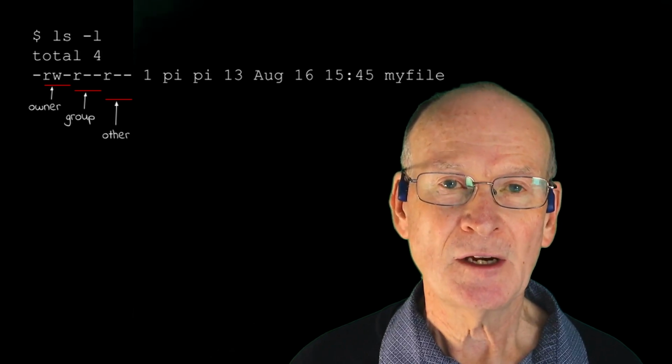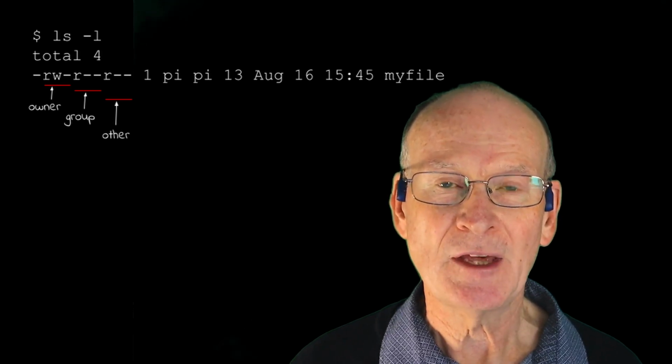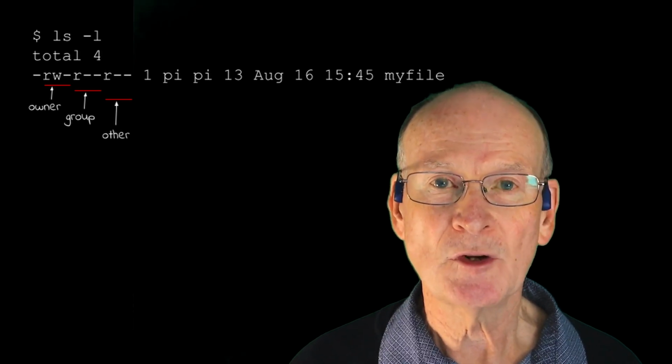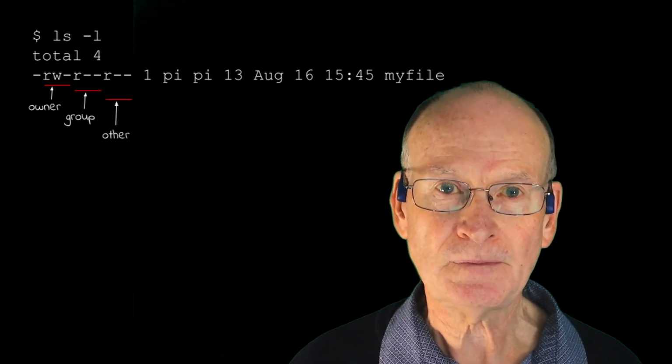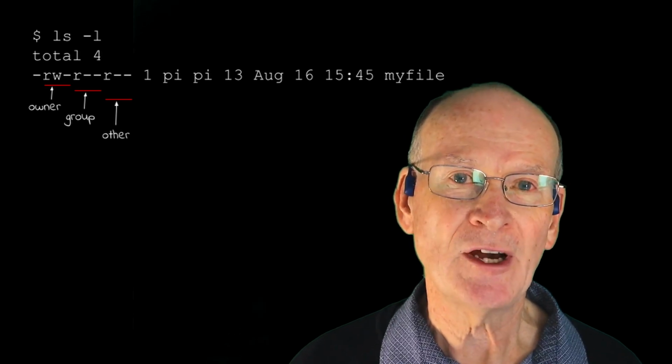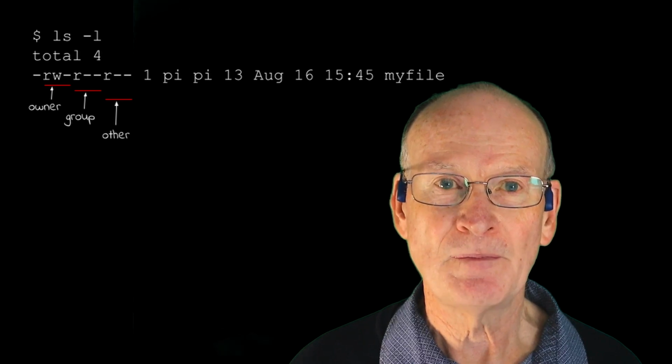You can see where it's got the word pi. That means that it's both the owner of the file and also the group, the pi group. Lastly, we've got the creation time of the file and then the file name itself.